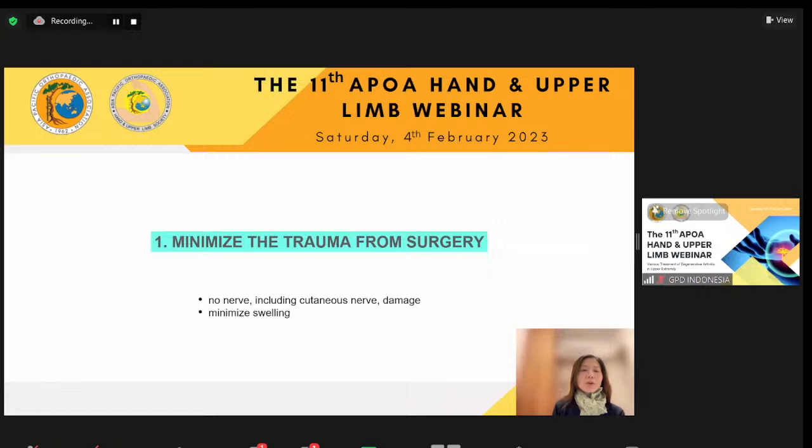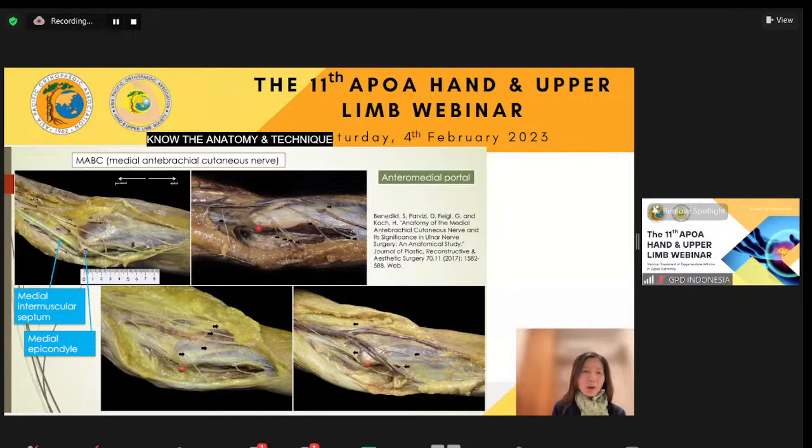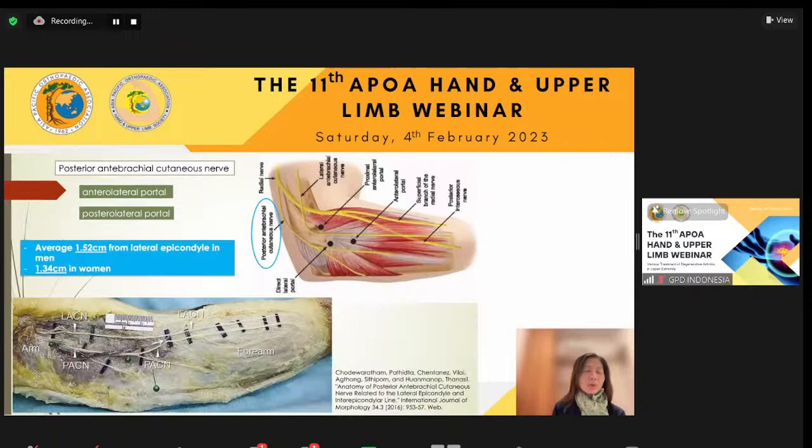First, we have to minimize the trauma from the surgery. We can't make any injury to the nerve, even the cutaneous nerve, and we also have to minimize the swelling after surgery. We have to know the anatomy and the surgical technique well. We have to know where the medial cutaneous nerve of forearm, lateral cutaneous nerve of forearm, and the posterior cutaneous nerve of forearm are so that they won't be injured.